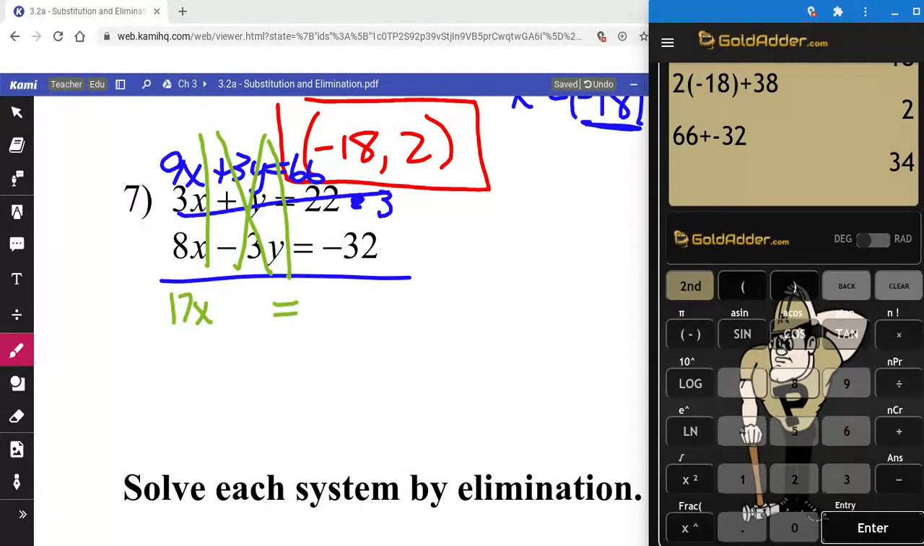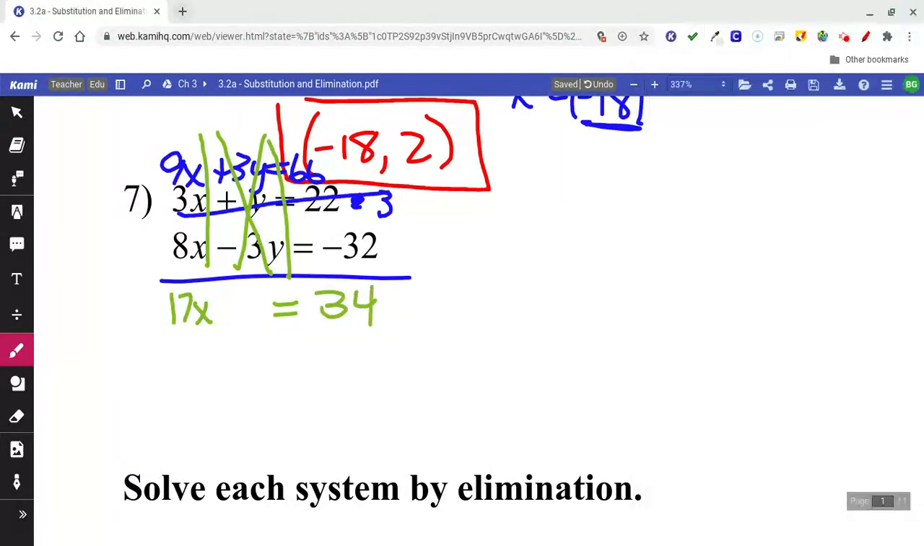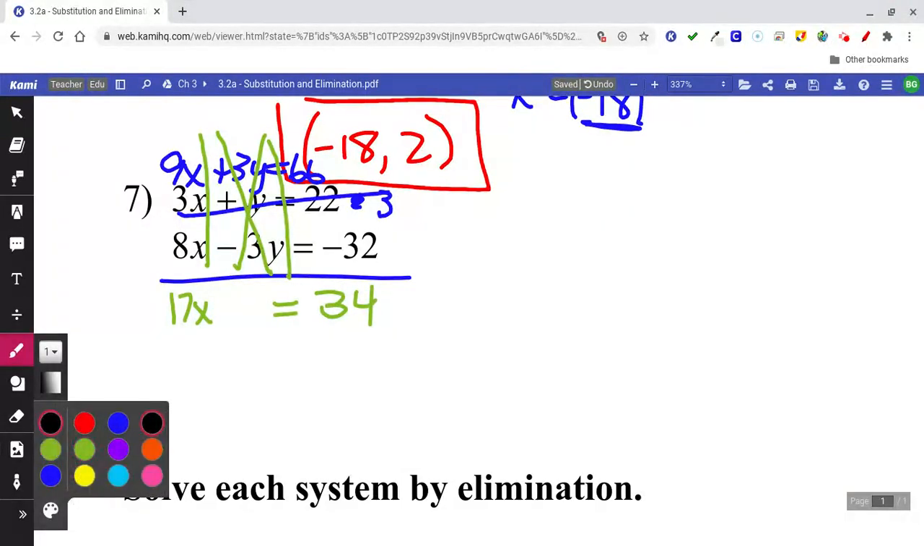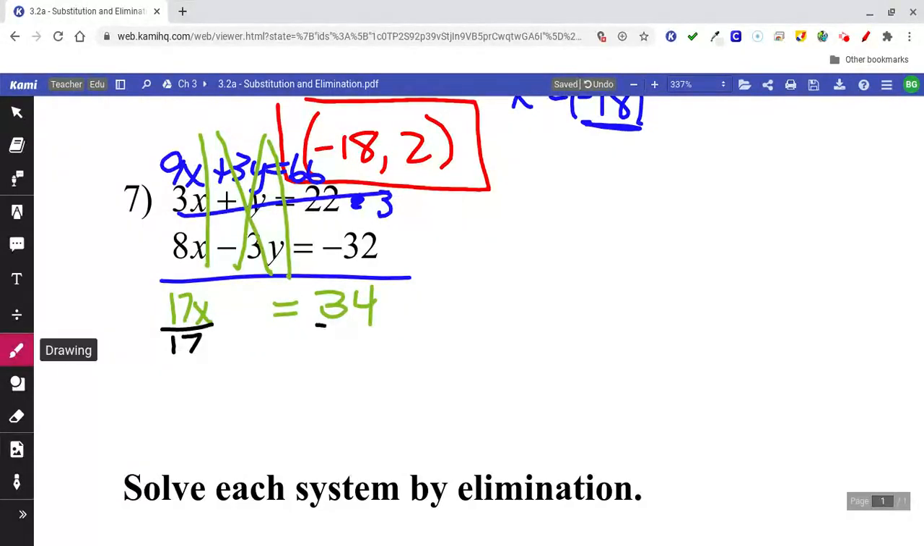It's 34. All righty. Now we've got a much easier equation to solve. Only got one variable. I can divide by 17 here, and I get x equals 2. Now, I've got one of my values. I've got the x value, but I need the y value.